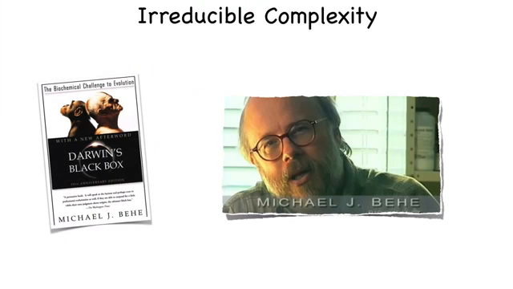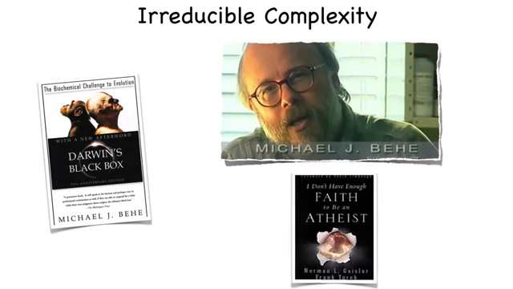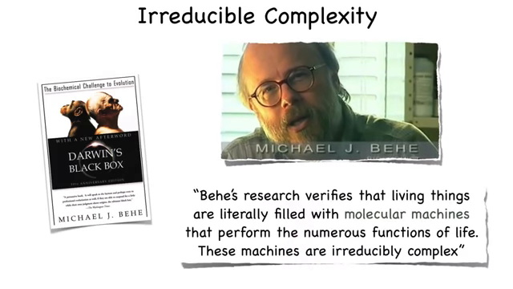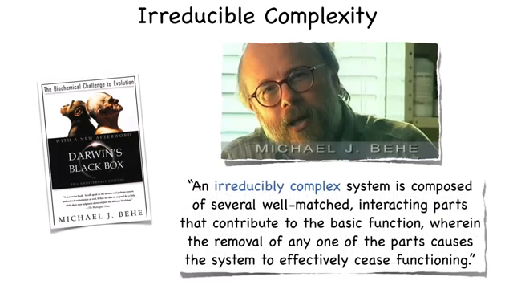This man here, biochemist Michael Behe, a former Darwinist turned creationist, has done some excellent research on the cell and irreducible complexity and written a very important book called Darwin's Black Box. As Norman Geisler and Frank Turek point out, Behe's research verifies that living things are literally filled with molecular machines that perform the numerous functions of life. These machines are irreducibly complex. They then go on to quote Behe's description of an irreducibly complex system.